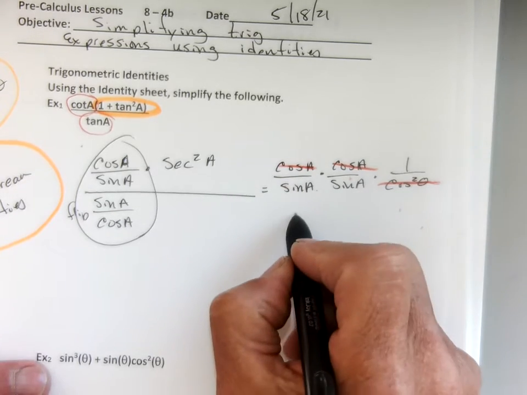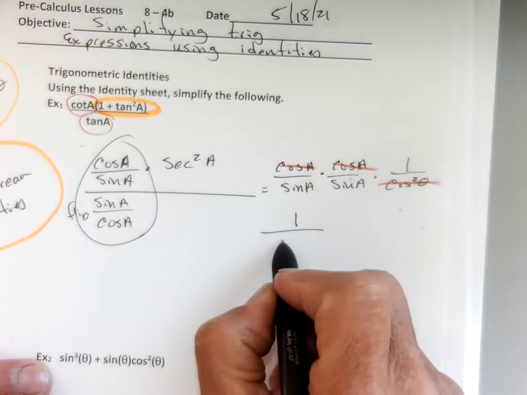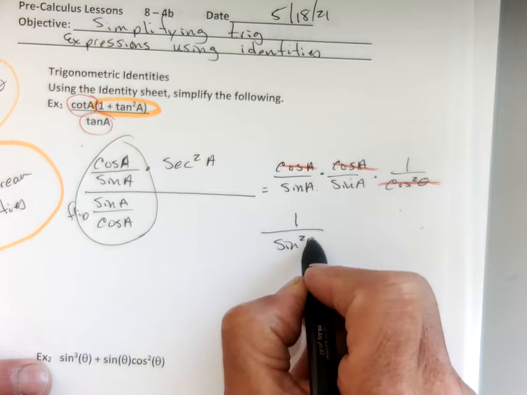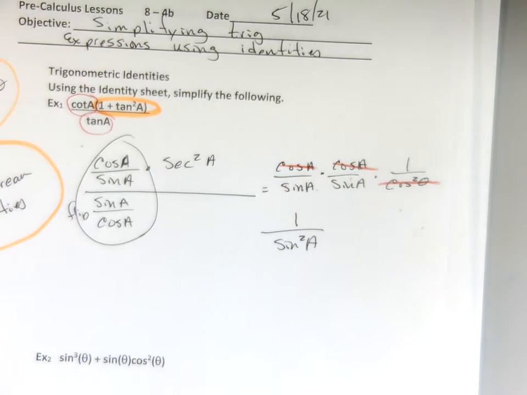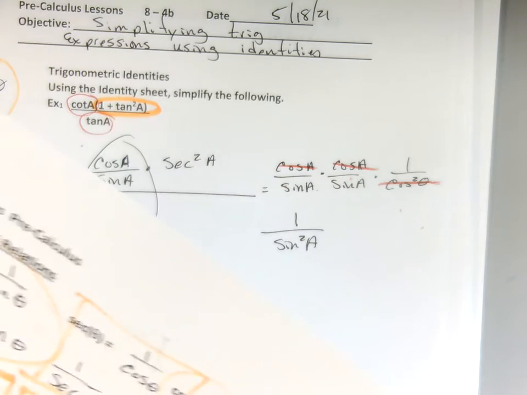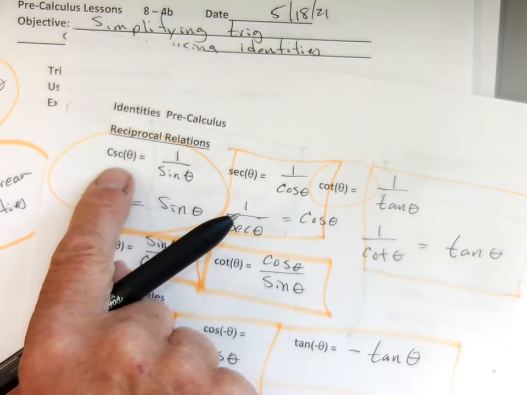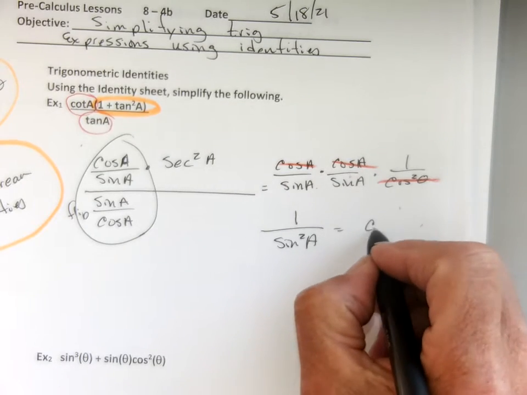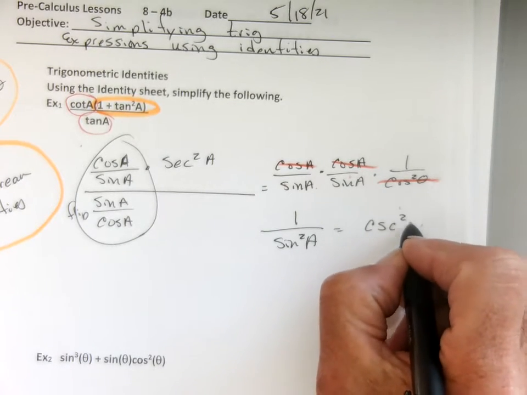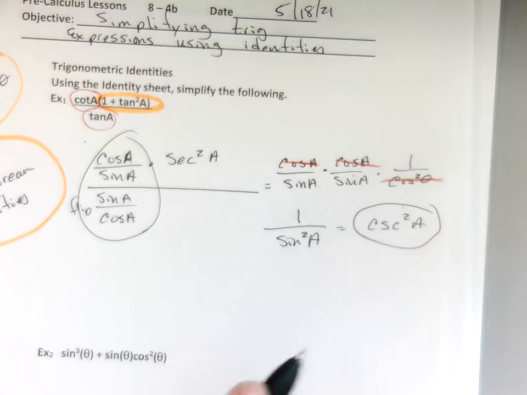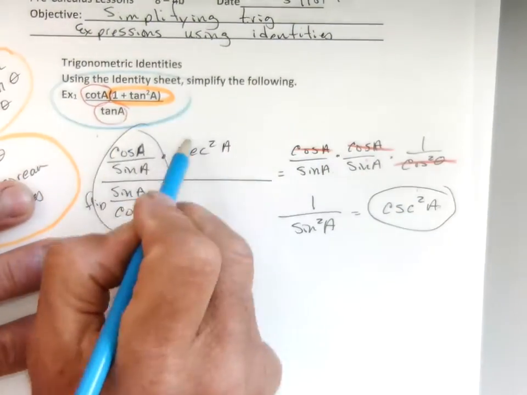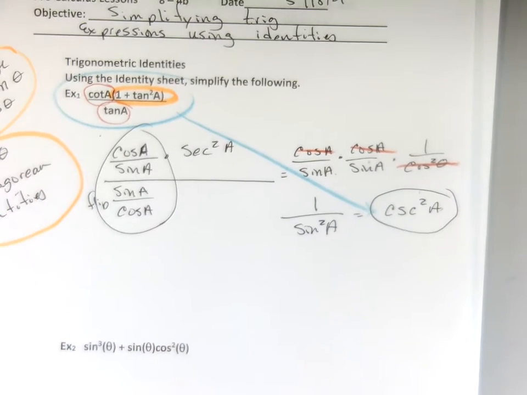Well, I'm left with a 1 over a sine squared of A. And a 1 over sine is a cosecant, isn't it? 1 over sine is a cosecant. So I'm going to rewrite this as a cosecant squared of A. And that's the simplest version we can get. So we took this ugly mess and made it into something nice and tidy. Okay?